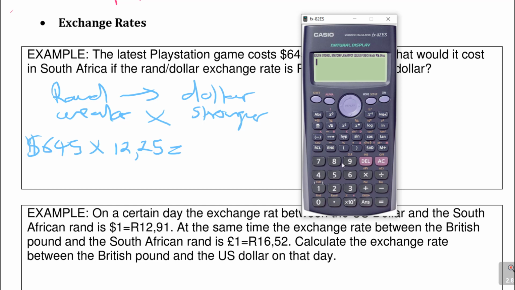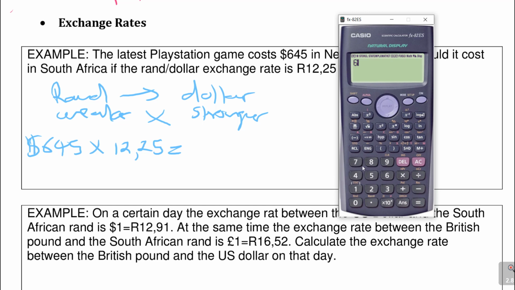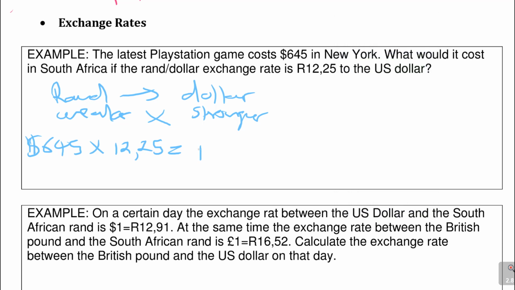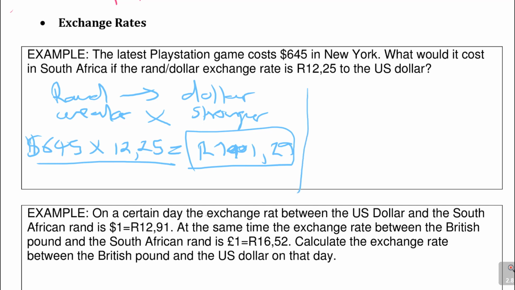So which one is stronger? The dollar is stronger than the rand, so you take 645, you multiply by 12.25. That's what you do. And then equal to, and you've got what? 7,901 rand 25. I think it was 7,900. Just check for me. But just multiply this. That's all.